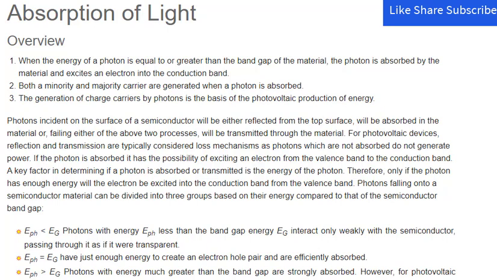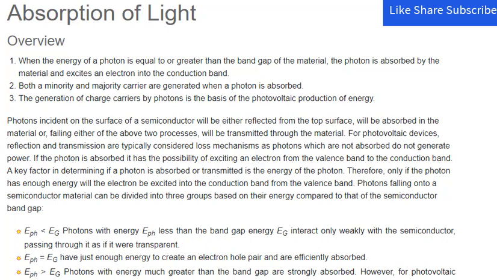Photons incident on the surface of a semiconductor will be either reflected from the top surface, absorbed in the material, or, failing either of the above two processes, transmitted through the material. For photovoltaic devices, reflection and transmission are typically considered loss mechanisms, as photons which are not absorbed do not generate power. If the photon is absorbed, it has the possibility of exciting an electron from the valence band to the conduction band. A key factor in determining if a photon is absorbed or transmitted is the energy of the photon.